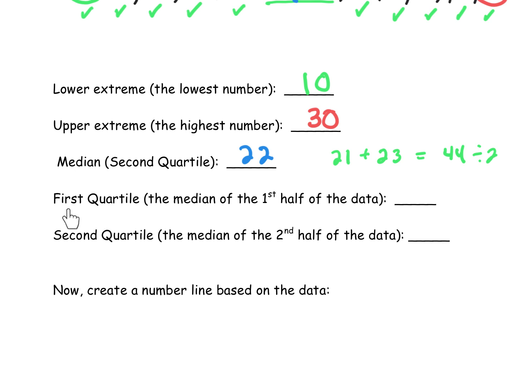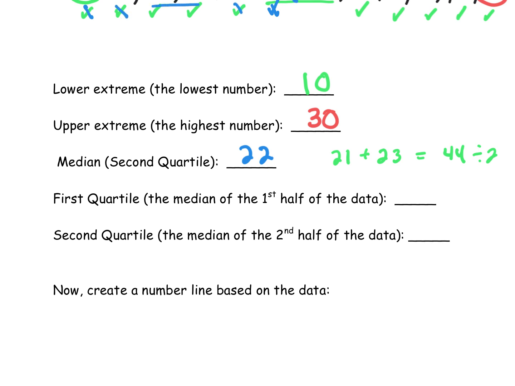So now we're going to go on and try to find the first quartile number. And remember, that's the median of the first half of the data. And so we have now the first half of the data. So we're going to now, once again, try to find the median of this half of the data. So we're going to start here, and we're going to check off here.